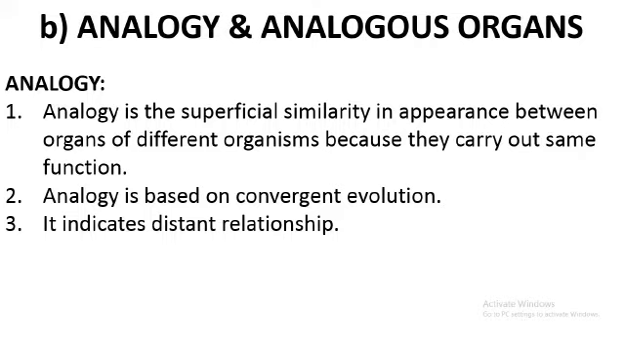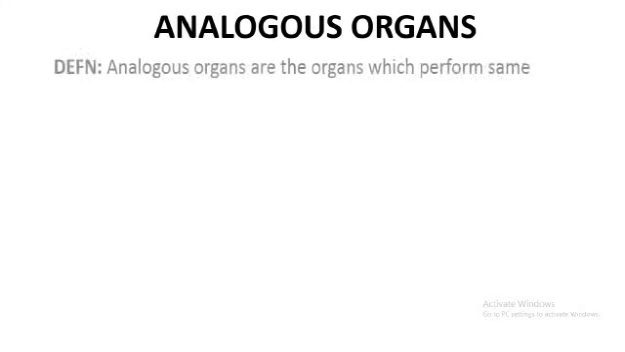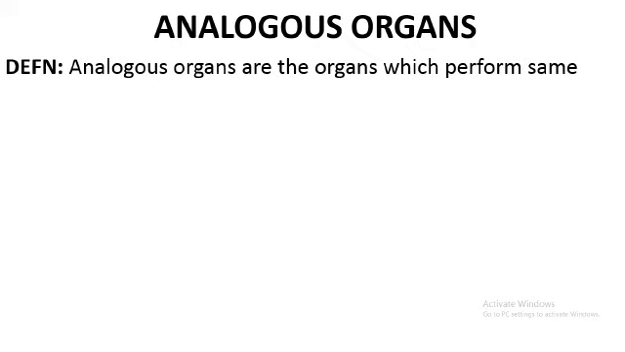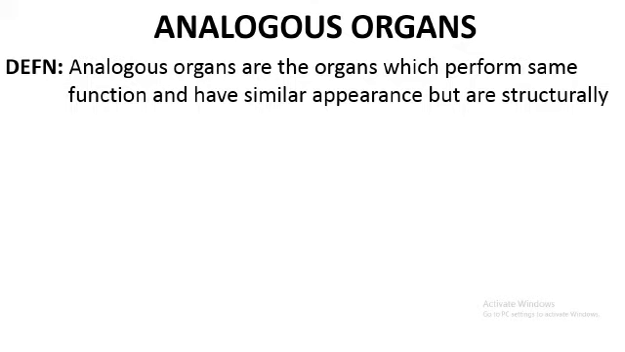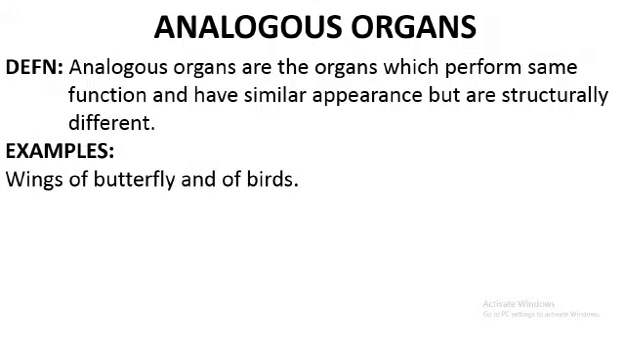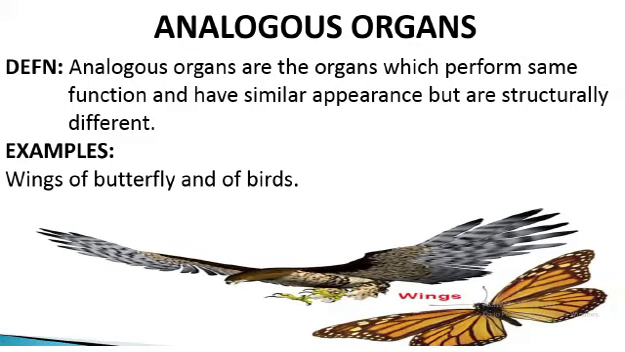So now let us discuss analogous organs. What are analogous organs? These are the organs which perform the same function and have a similar appearance but are structurally different. That is, the organs perform the same function, but origin-wise and structure-wise, they are different. Such organs are called analogous organs. As I told you, the best example is the wings of butterflies and birds.